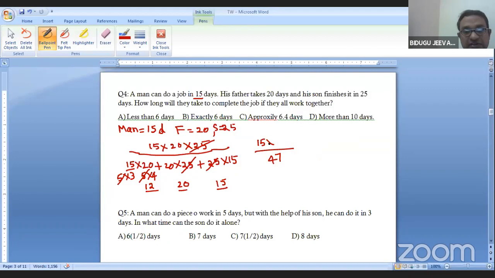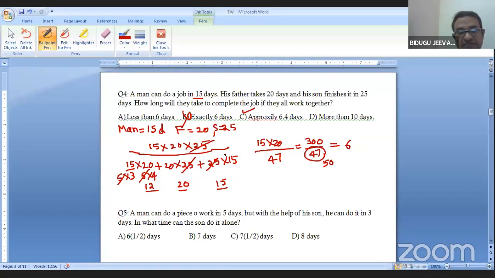So upper side 15 into 20, it's approximately 300. 300 by 47. Now, see, 47 cannot divide 300. That's why the choices are given: less than 6, exactly 6. I think this is not correct. Approximately 6.4, more than 10 days. If I take this as 50, approximately, so 6. If it is less than 6, it is definitely a little more than 6. So approximately 6.4 days.